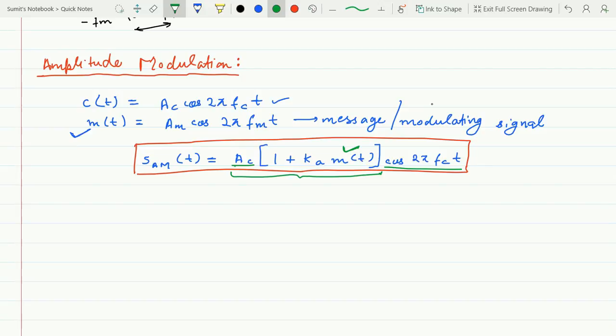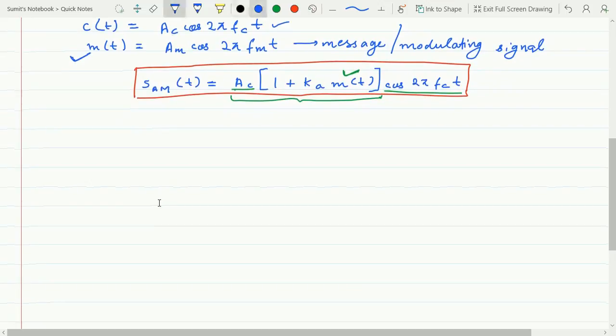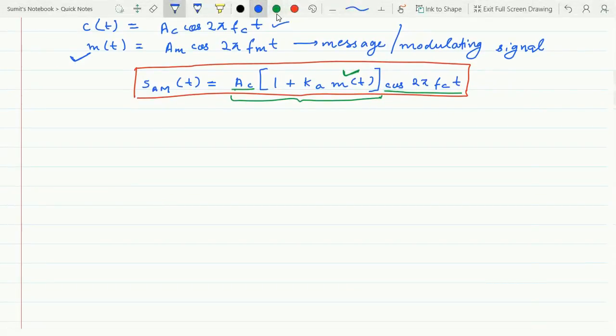So I'll now expand this expression. Let's do a few mathematical steps here. If you have understood this, and if you remember this expression, it would be easy for you to understand the rest of the part. So now I'll just open the brackets of the above expression. I can write it as Ac cos 2 pi fc t plus Ac ka m(t) cos 2 pi fc t.